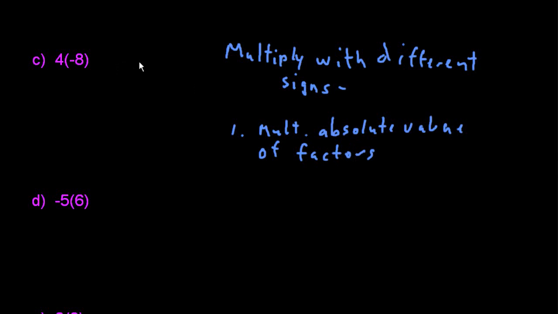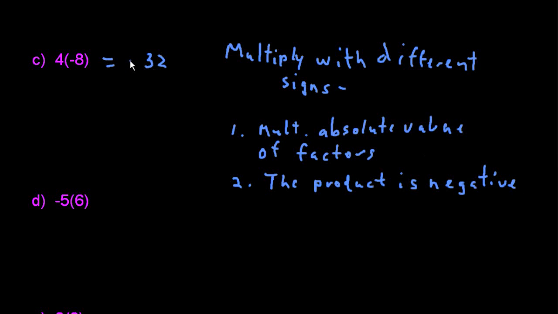So in our problem, what is 4 times 8? The absolute value of both of those numbers, 32. And then we need to determine what the sign of the product is. Will it be positive or negative? As you might guess, before it was positive, so this time it's negative. The product is negative with different signs, so we just put a negative sign in there. Our next problem, 5 times 6 is 30, and the sign again is negative.